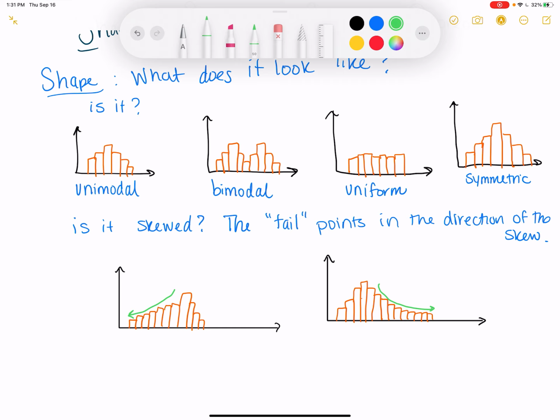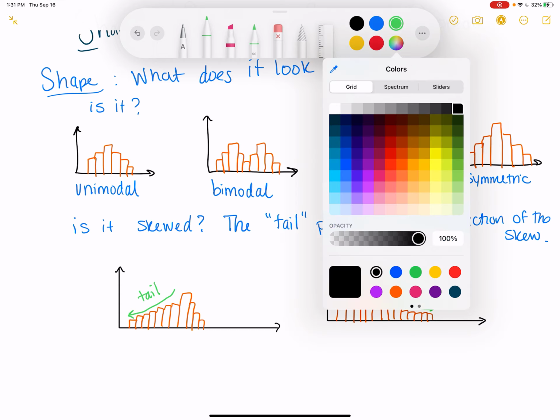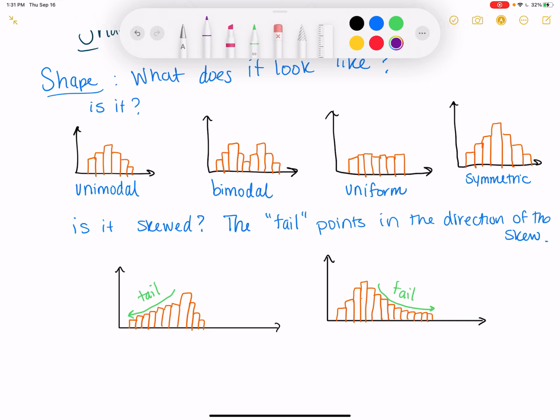All right. This part in green is the tail. The tail points in the direction of the skew. So what that means is that this one is a left skew. Okay, the tail is on the left. What is a skew, by the way? That it's not symmetric. Okay. Wasn't skew one of our vocabulary words at some point? Probably. And this one is a right skew.